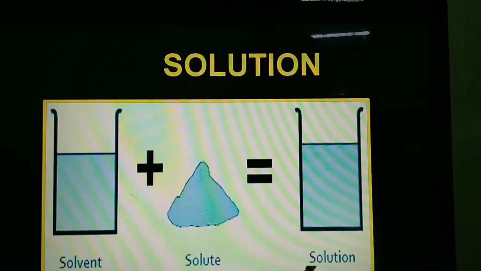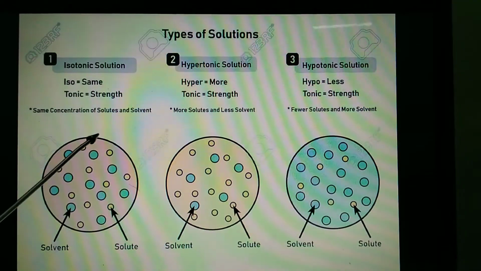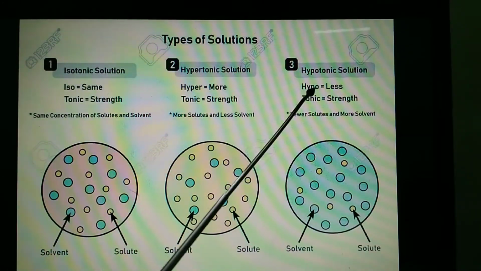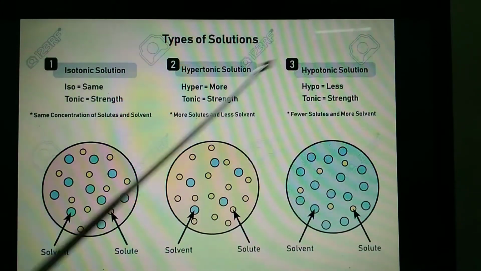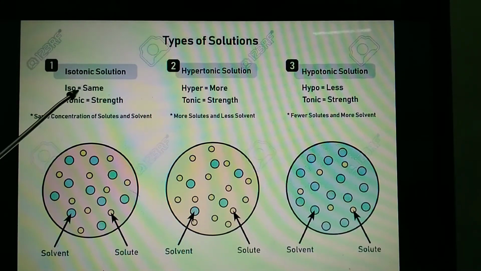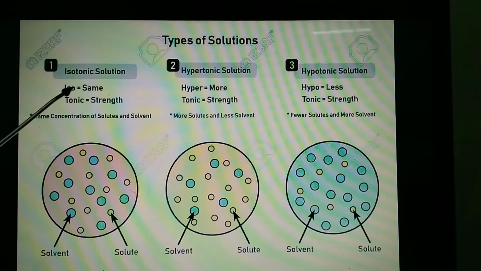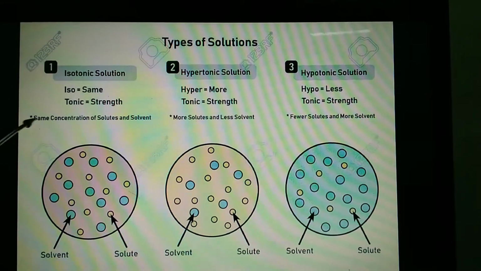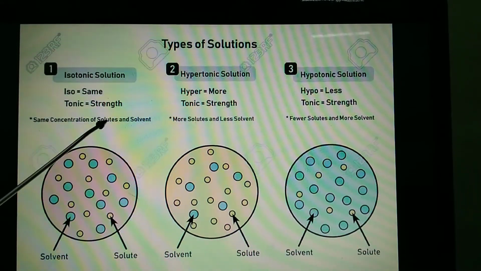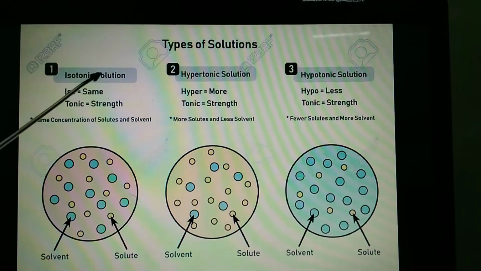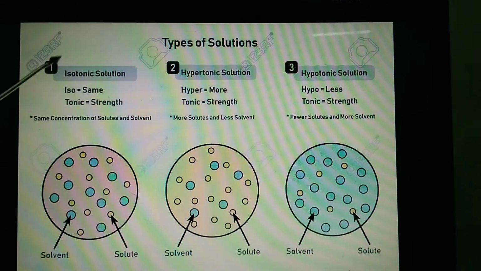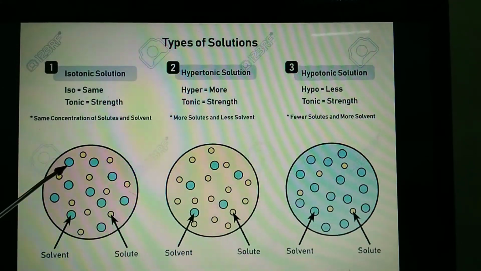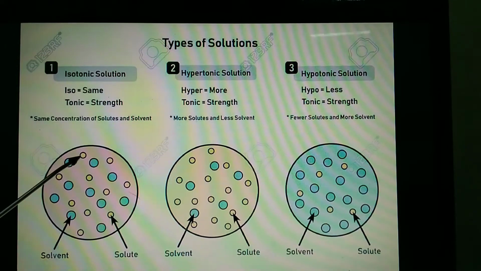There are three types of solution: isotonic solution, hypertonic solution, and hypotonic solution. Let us see what we mean by the term isotonic solution. Isotonic means iso means same and tonic means strength. The solution that has the same concentration of solute as well as the solvent, that type of solution is known as isotonic solution. That means there are equal numbers of solutes as well as the solvent.